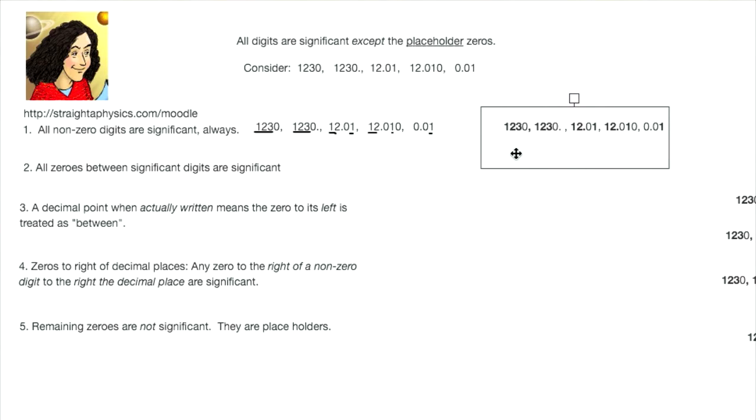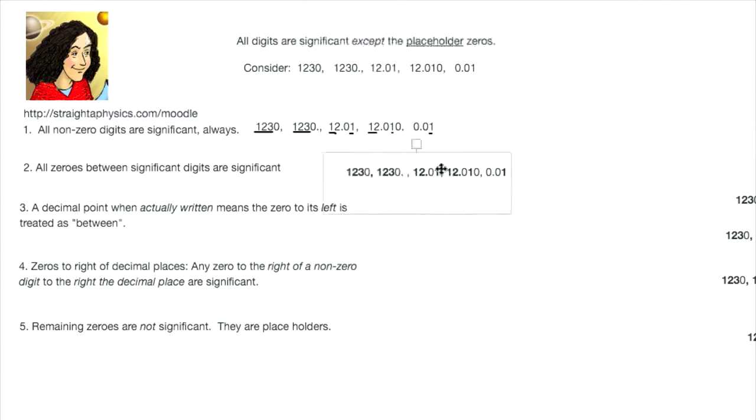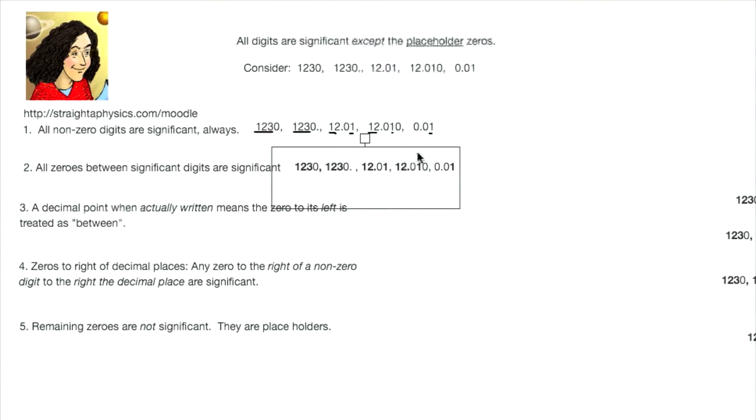So far, at the end of applying Rule 1, we've identified some significant digits. We're not done yet, but I've placed in bold the digits that I've identified as significant. I'm going to use that as the beginning of my next step because once they're identified as significant, they are significant. So now the next rule is: all zeros between significant digits are significant.